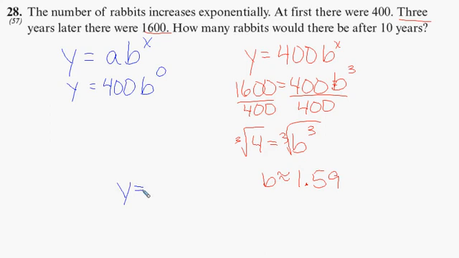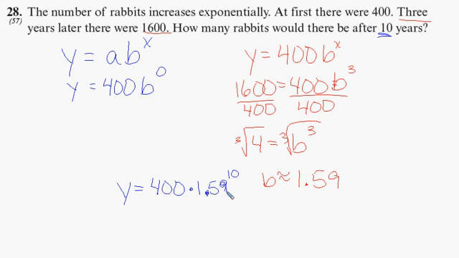That's our y. We don't know how many are going to be there, but we know 400. We now know that b is equal to approximately 1.59. Don't take that out of your calculator. And we want to know after 10 years. So now we have a 10 as our exponent here.